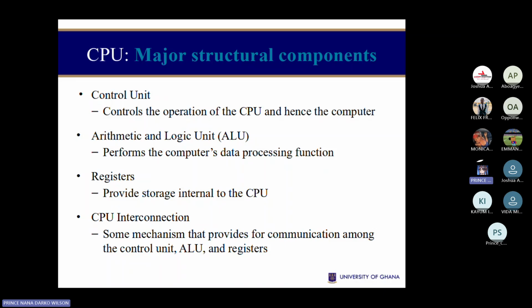Registers are also a storage medium, just like the RAM and the ROM. However, they work strictly with the core and the other regions of the CPU so that they can speed up its function by retrieving data in the fastest way possible. And then there is the central processing unit interconnection, a mechanism that provides for communication among the control unit, ALU, and registers, and that is the internal bus that we saw earlier.